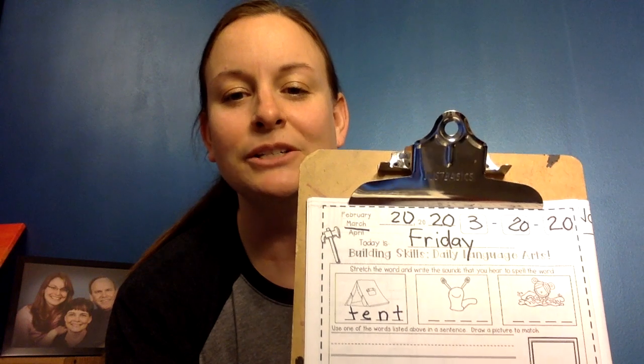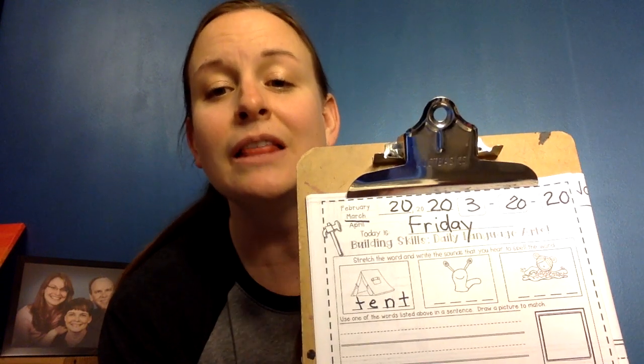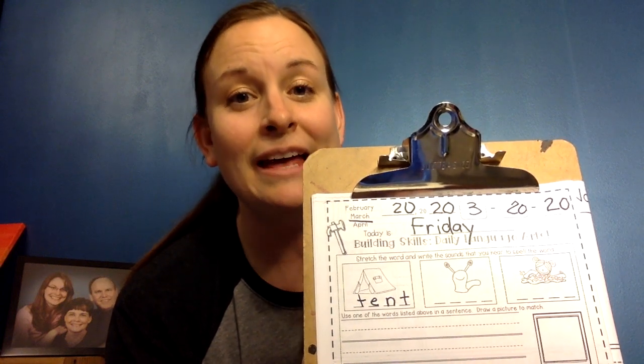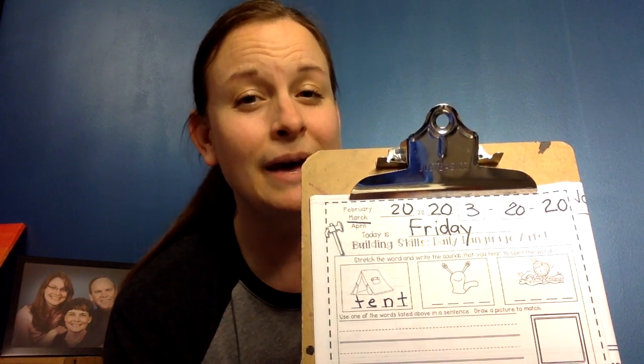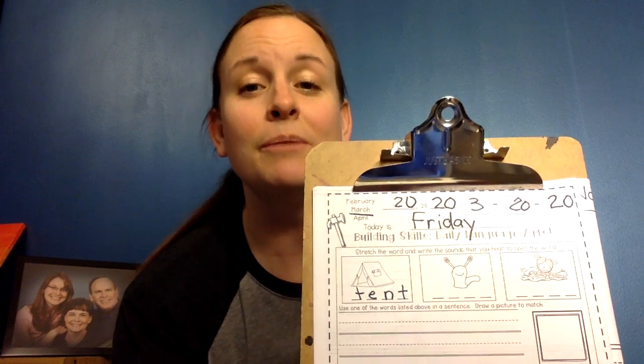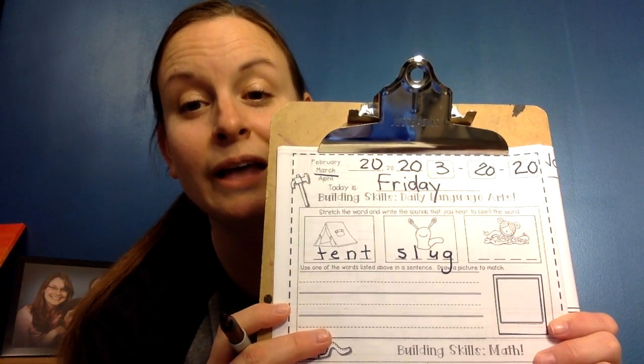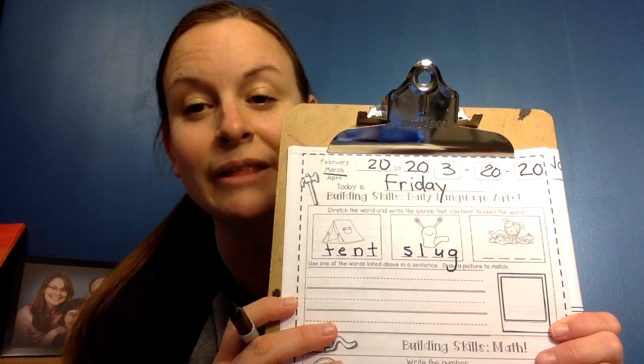Okay, our next picture is of a slug. Slug. Now that beginning is a blend. Sl. It's really fast. Sl. So when we chop it up, s, l, u, g. Okay, let's go ahead and write it. S, l, u, g. Now look at my G. Did yours go below the line? Make sure yours went below the line.